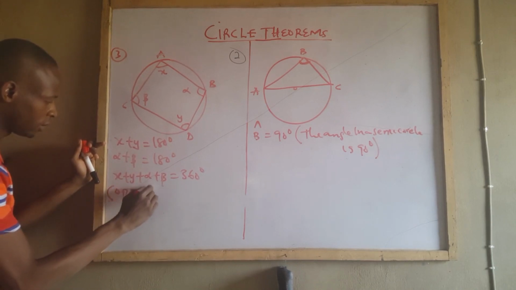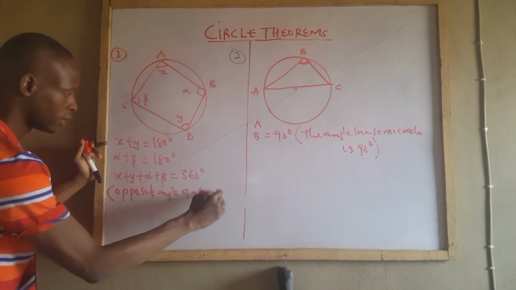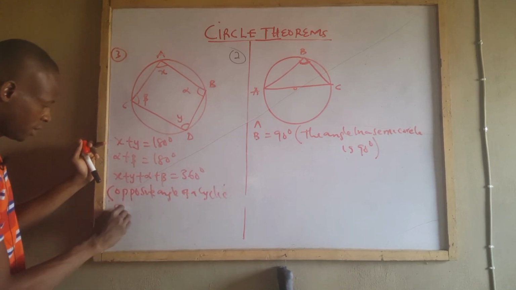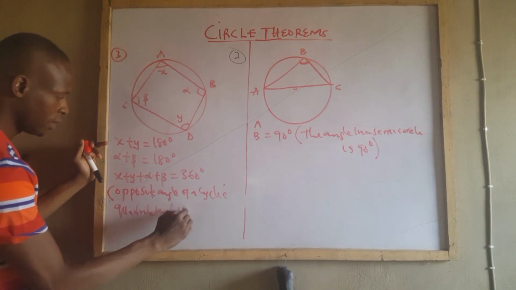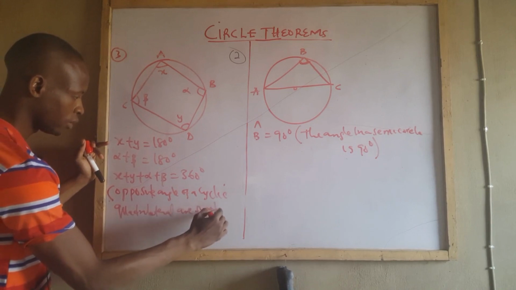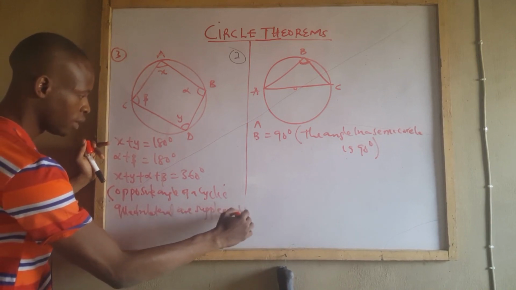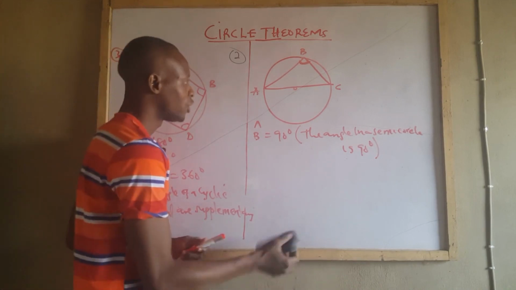Opposite angles of a cyclic quadrilateral are supplementary. That is the third theorem. Now let's go to the fourth theorem.